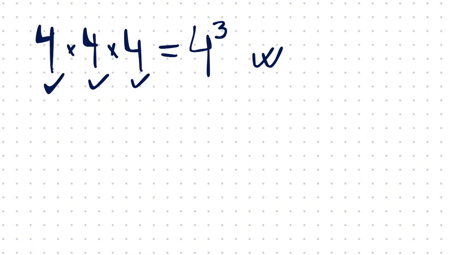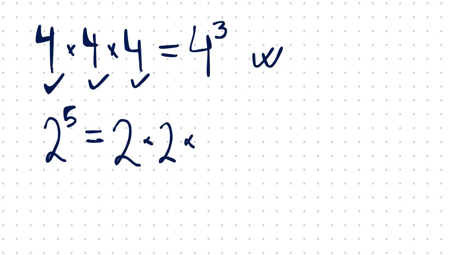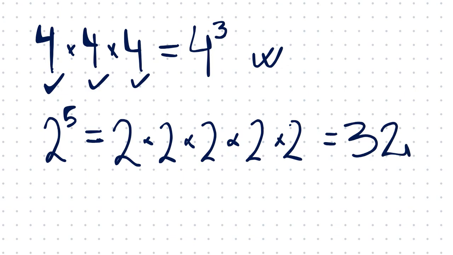Good job. If we have, for example, 2 to the power of 5, then this basically means that we multiply the number 2 five times by itself. So it's going to be 2 times 2, 2, 2, and one more time 2. If we multiply all the 2's together, we will get the number 32.